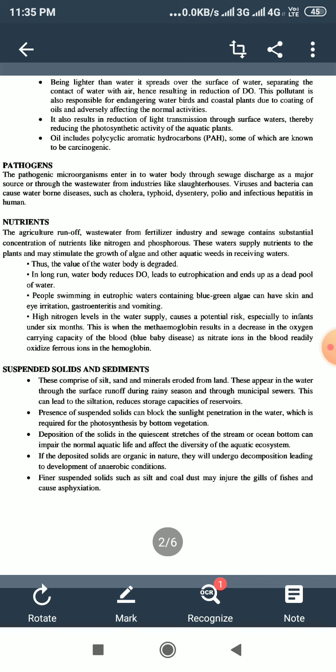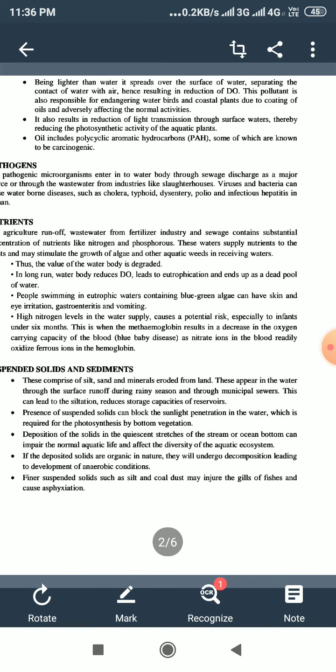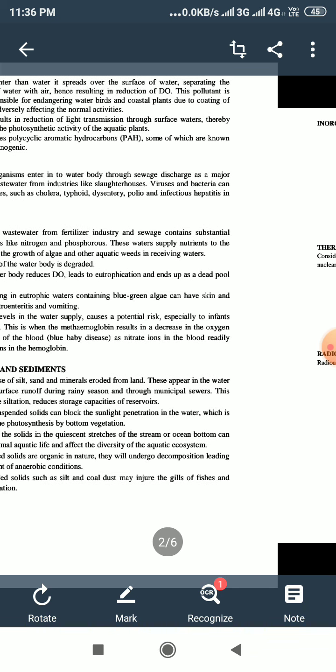photosynthesis by bottom vegetation. Deposition of the solids in the quiescent stretches of the stream or ocean's bottom can impair the normal aquatic life and affect the diversity of the aquatic ecosystem. If the deposited solids are organic in nature, they will undergo decomposition leading to development of anaerobic conditions. Finer suspended solids such as silt and coal dust may injure the gills of fishes and cause asphyxiation.